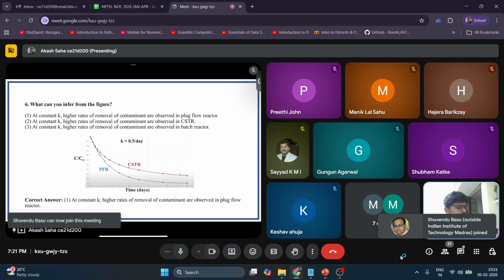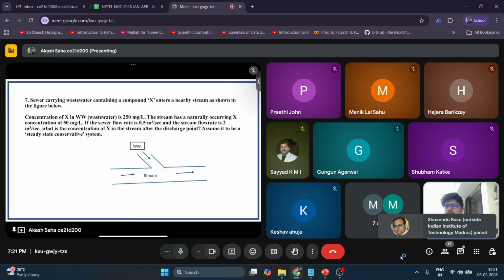Right? Like now moving forward. Okay, so it's a small numerical problem. We have a sewer carrying wastewater containing a compound X enters a nearby stream as shown in the figure below.